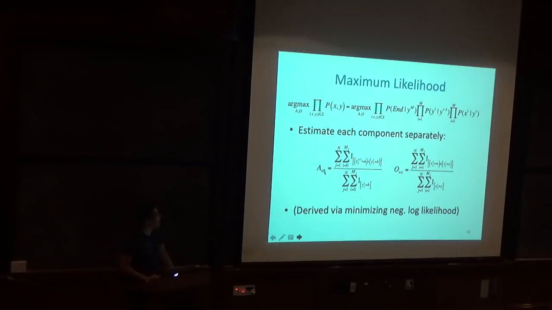B to A, so if A and B are part of speech tags, is just the frequency with which that happens. The probability of observing a given X, given a Y, is just, again, the frequency of observing that happening. And again, if you want to go through that exercise, like in a previous lecture, where we derived it for naive Bayes by minimizing negative log likelihood, you can get the same answer here. It's a pretty straightforward exercise.